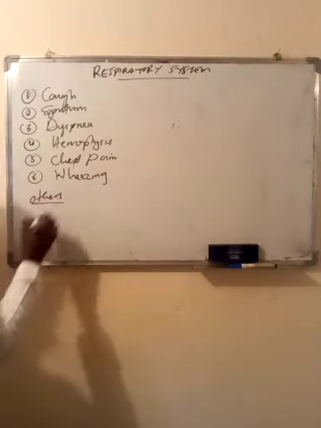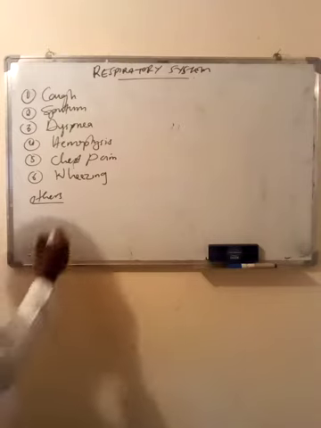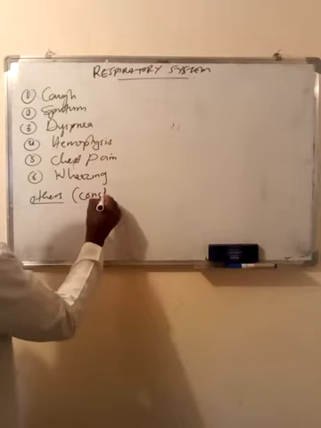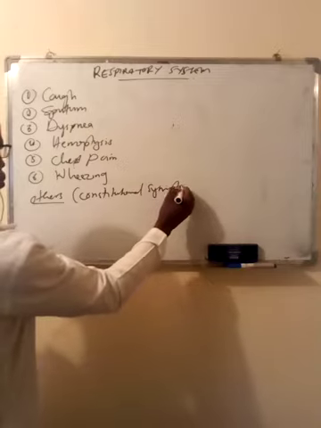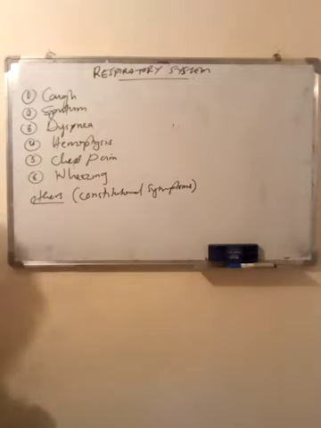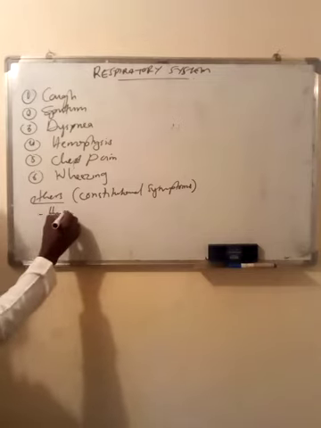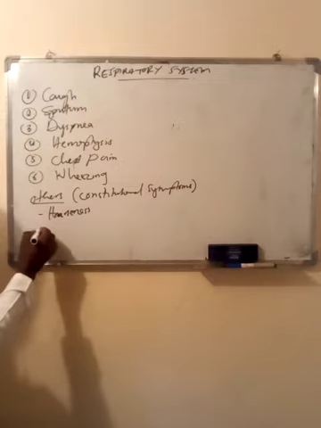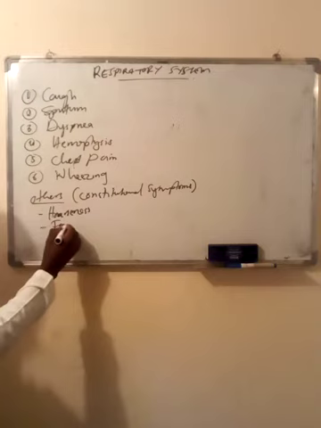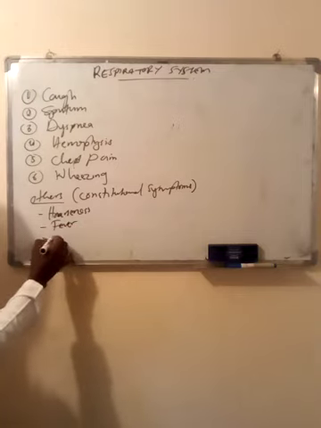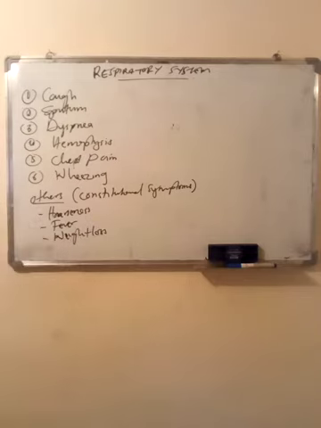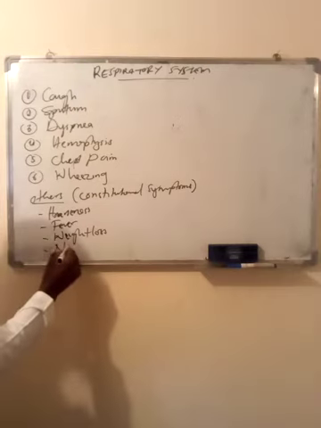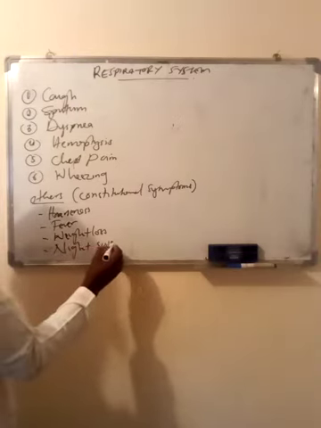Constitutional symptoms. So here we have things such as hoarseness of voice. Then we also have fever. We also have weight loss, and night sweats. So these are the symptoms that we have under the respiratory system.